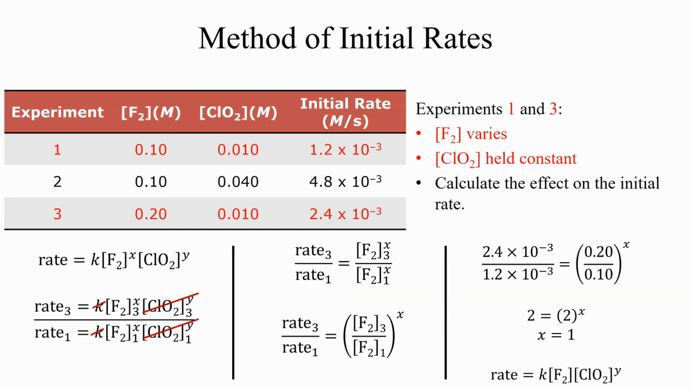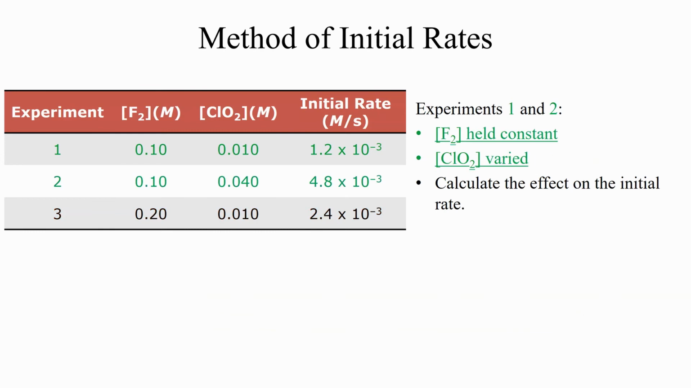Therefore, we have discovered what part of the rate law is. We now know that rate is equal to some constant k times the concentration of fluorine raised to the power of 1, which we don't show. We don't show explicit 1s in chemistry, times the concentration of chlorine dioxide raised to some power y. So, we need to go back to our first two experiments and solve for y.